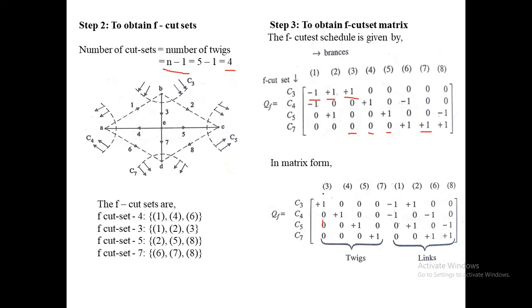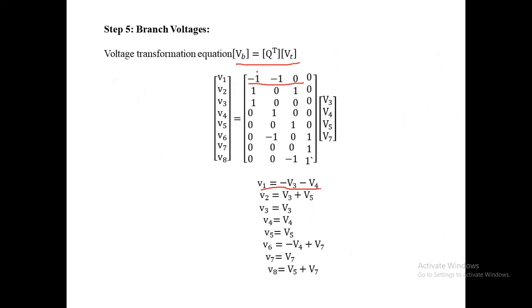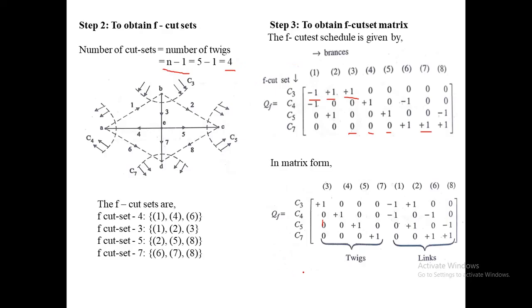We can write small v1 equal to capital V1. Then V4 equal to capital V4. Here V5 equal to capital V5. Then V7 equal to capital V7. Then V1 equal to minus V3 minus V4. Using this equation, we can write the branch voltage equation, or else from the cut set matrix we can directly write the equation.